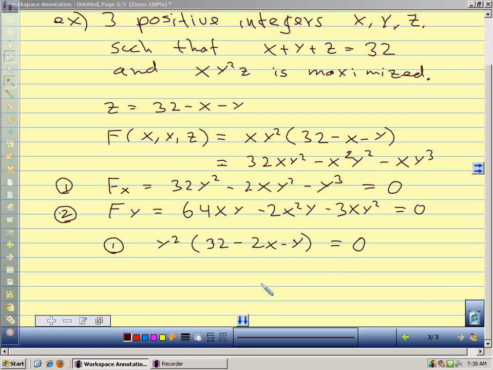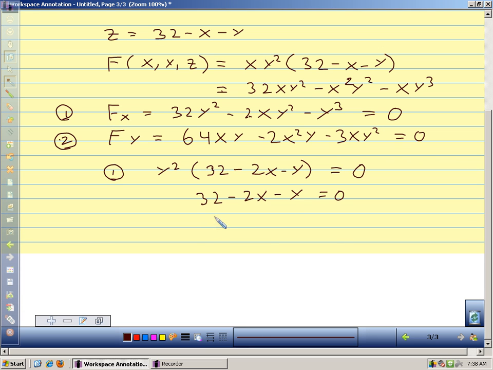So we're looking at 32 minus 2x minus y equals 0. So I'm just going to solve this for y. y equals 32 minus 2x. Now we're going to look at number 2 and work with this one.